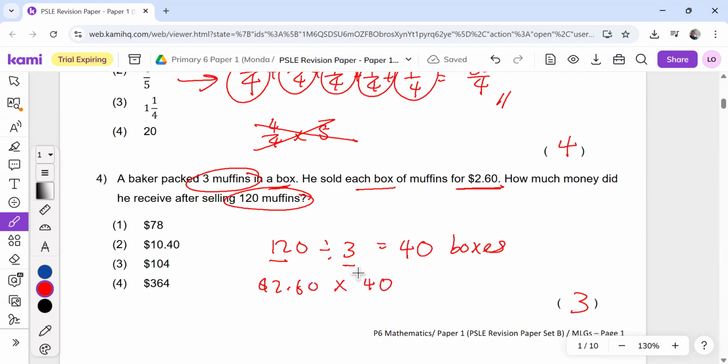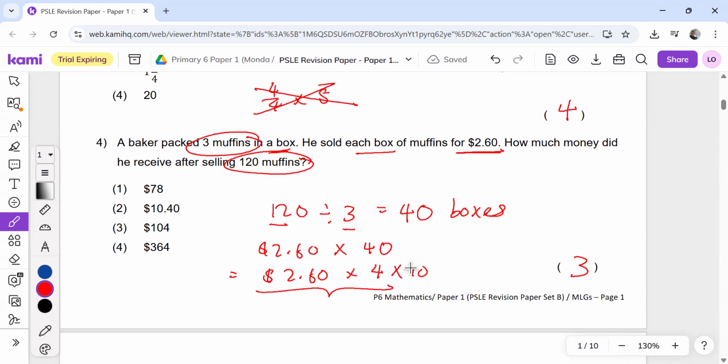And is there a shortcut also? Yes. You take $2.60 times 40, break up into number bonds, 4 and 10. 4 times 10. So that's how you do it easier. The working is a bit easier when you break up into number bonds. $2.60 times 4, you do your working. And if you do your working correctly, I won't show the working for this because I think you know how to multiply.